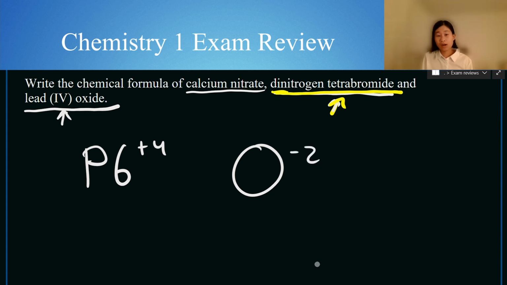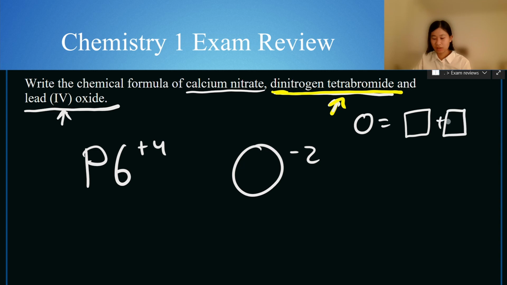Now, lead 4 oxide is neutral, just like calcium nitrate, okay? We need the total charge to be 0, and that total charge is going to be made up of this and this, meaning the charge of one part of the compound plus the other part of the compound.